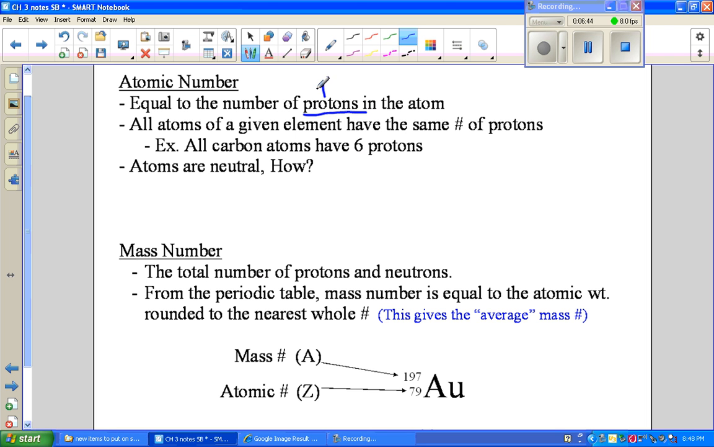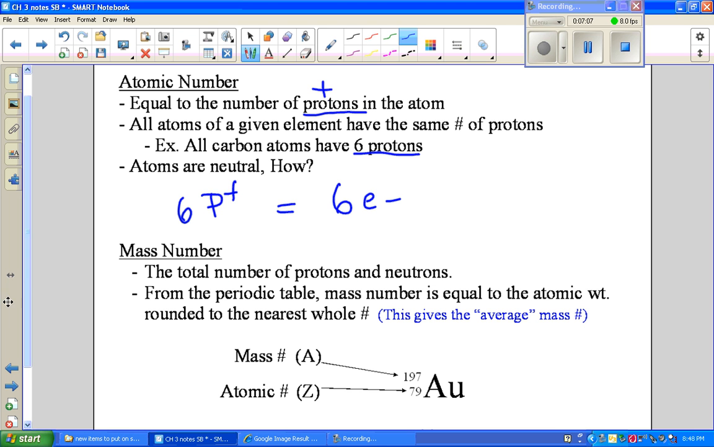Remember that protons are positive. All atoms of a given element have the same number of protons. So all carbon atoms have 6 protons. So how is it neutral? Hopefully you're thinking in your head, well, if it has 6 protons, in order for it to be equal, it better have 6 electrons. And indeed, that's what it has.